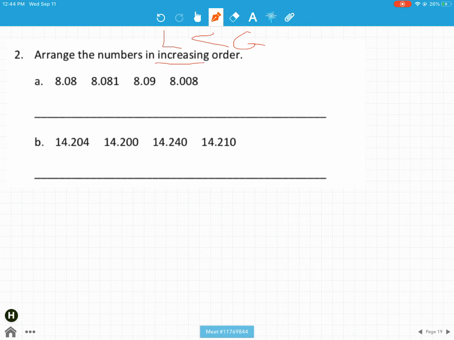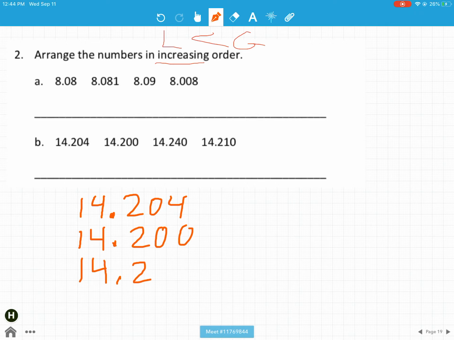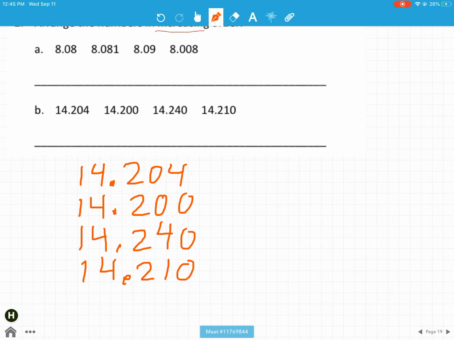Okay, so I told the kids to line these up. The best thing to do is to line them up. So I'm going to go 14 and 204 thousandths, 14 and 200 thousandths, then 14 and 240 thousandths, and then 14 and 210 thousandths. Should I get my decimal in there? Make sure the decimals are lined up. Don't change these numbers. They're the same numbers. Sometimes you have to add zeros. This already came with zeros.